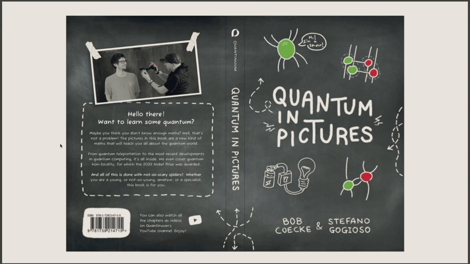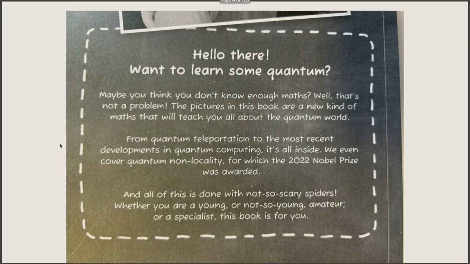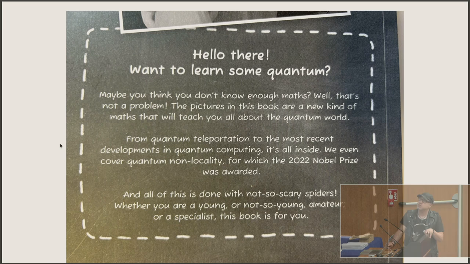There is also this book, Quantum in Pictures, by myself and Stefano Gogioso. What's special about that book, I don't know if you can read it: "Hello there, want to learn some quantum? Maybe you think you don't know enough maths. Well, that's not a problem. The pictures in this book are a new kind of maths that will teach you all about the quantum world." And then all the stuff we're going to see. So basically, this is a book that's readable by people who don't know any maths.